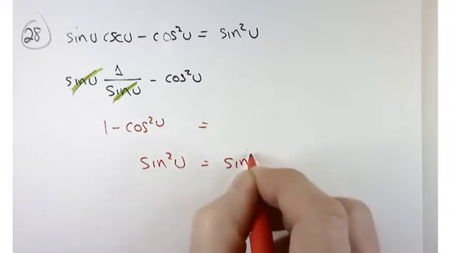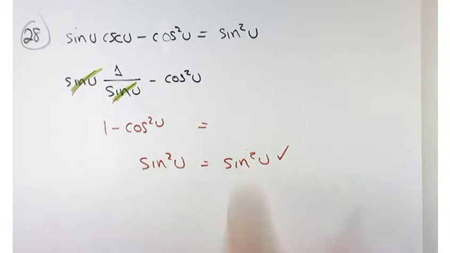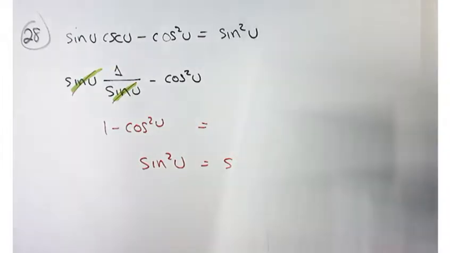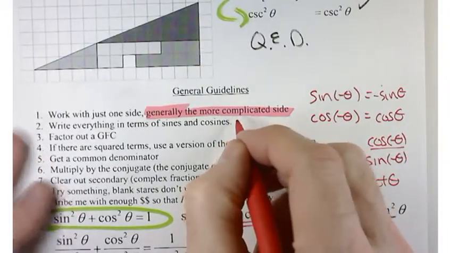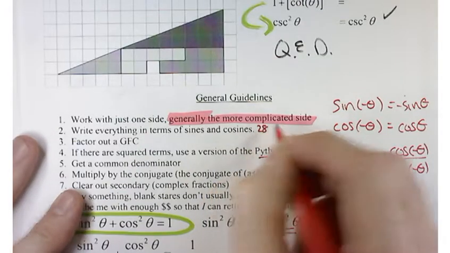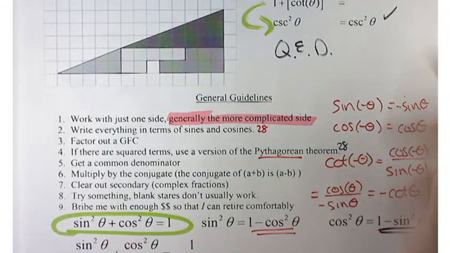And that's where we can leave things, because the left-hand side now equals the right-hand side. So we worked with just one side to get everything to match. So problem number 28 is kind of an example of this one right here, 28. And we also used a version of the Pythagorean theorem. So you can list 28 in a couple places here.